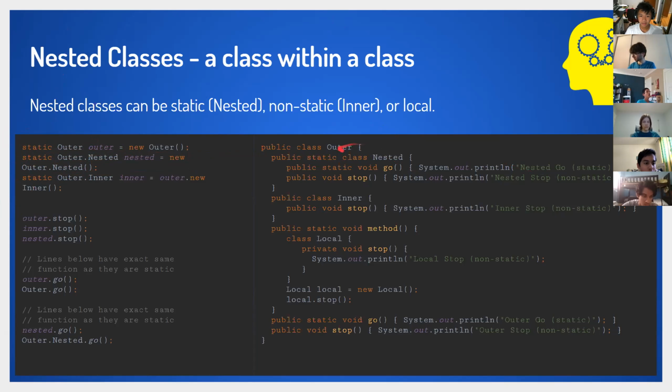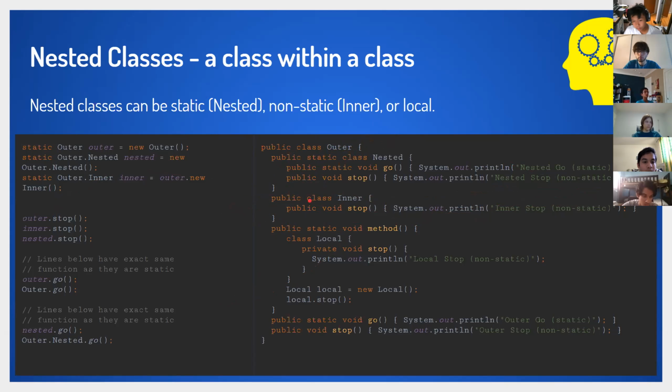And you can see here we say public static class Nested, inside our outer class, and it has its own methods and whatnot. Now let's talk about inner classes. Inner classes are defined in the same way. You can see that it's also inside this outer class here. You can see Inner is defined here, except we're missing the static keyword.